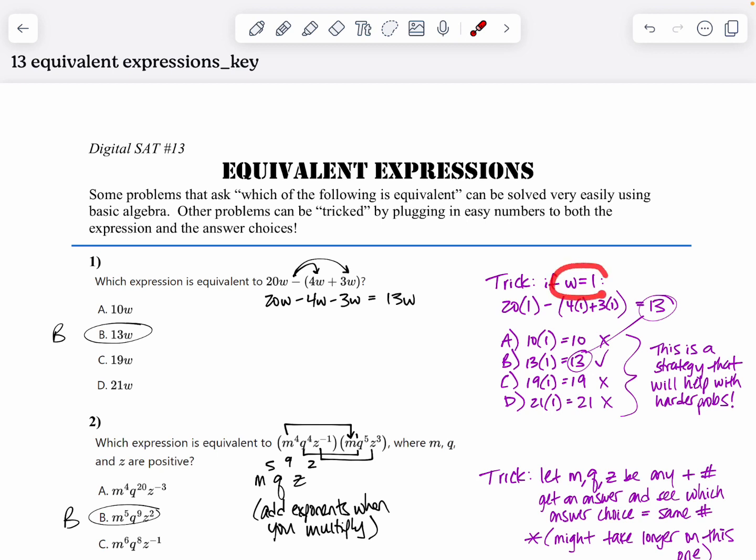But if you really feel like algebra is not your jam, then why don't you just pick a random number for W, and you can do this trick anytime you see equivalent expressions. Like that's the title of this lesson, right? So let's look at this trick. Just pick an easy number for W. I'm going to pick 1.